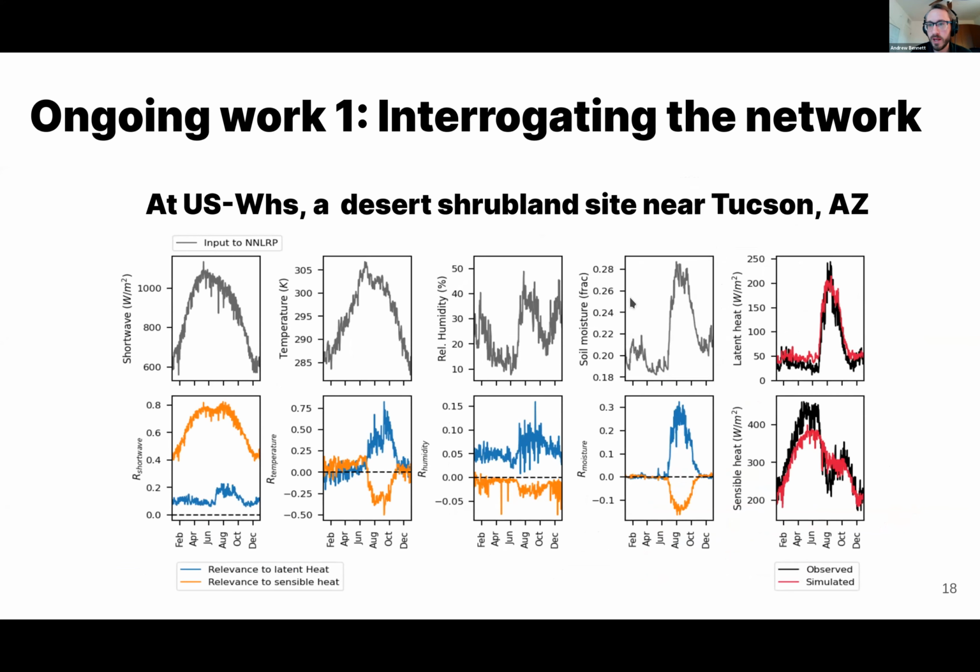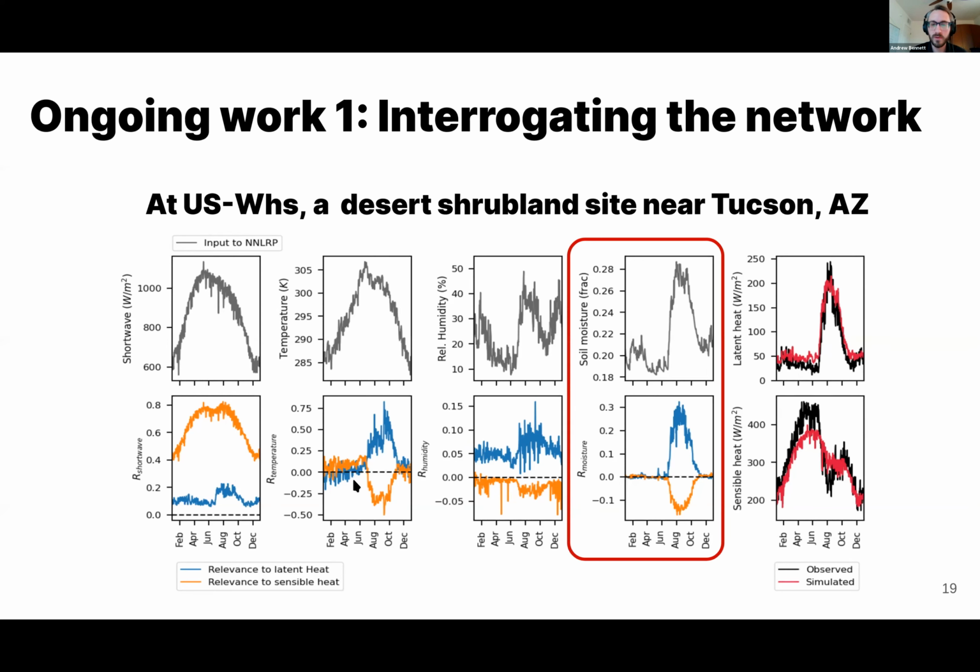In the top panel here, in gray, we have some of the time series inputs to the neural network. And then these two right boxes show the predictions in red and the observations in black, just to get a sense of what is going on. Then we take this LRP technique and propagate our relevance scores back, and that's what I'm showing in these bottom four panels. So we have one time series score for the sensible heat, orange, and one blue one for the latent heat. And you can see there are some patterns here.